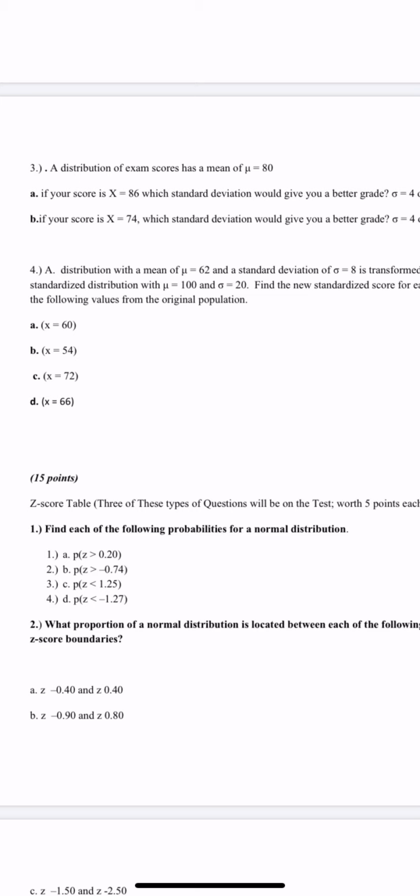For B, you do 54 minus 62 divided by 8 equals negative 1. And then you do negative 1 times 20 plus 100, and that will give you 80. For C, you do 72 minus 62 divided by 8 equals 10 divided by 8, which equals 1.25. So now you do 1.25 times 20 plus 100, which will give you 125. And for D, you do 66 minus 62 divided by 8 equals 0.5. 0.5 times 20 plus 100 equals 110.